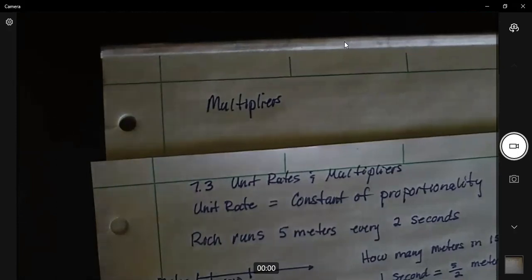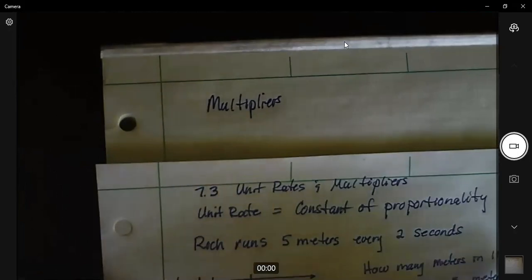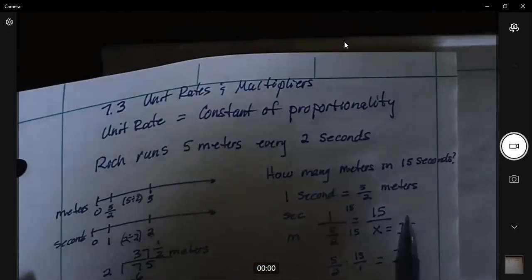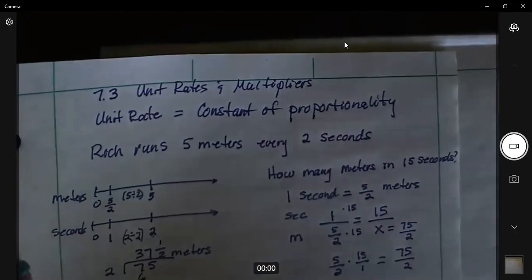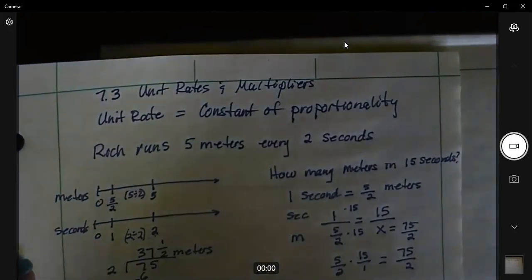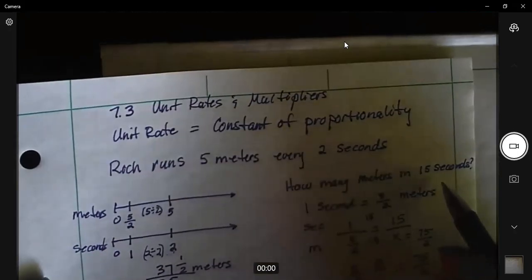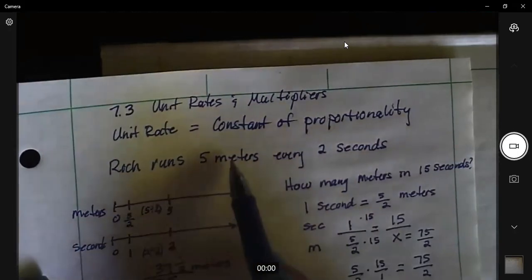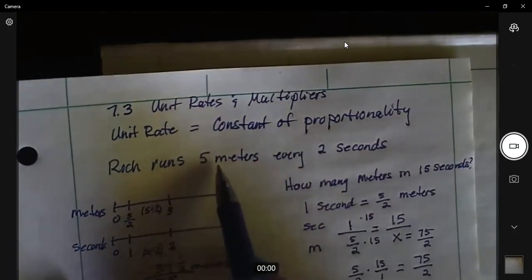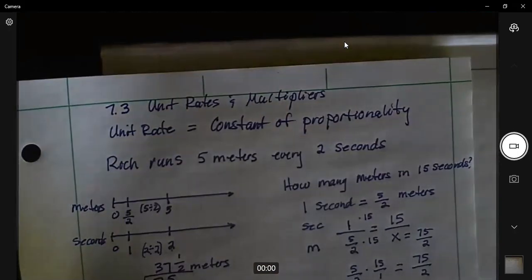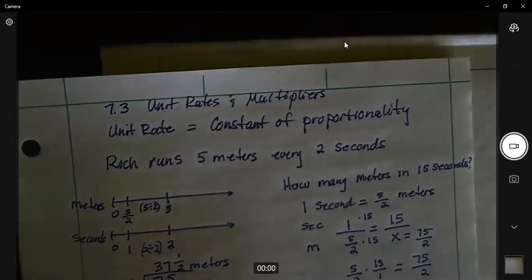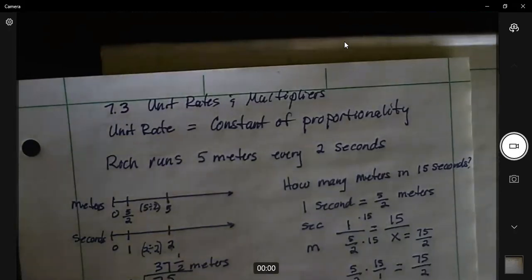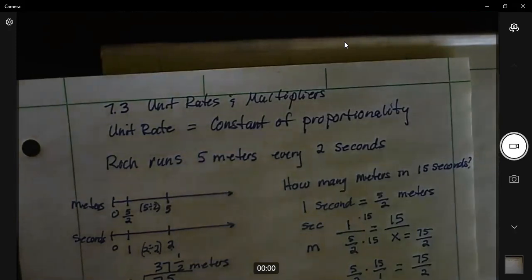So let's go and we're going to do the same problem again where we have 15 seconds, right? We want to know in 15 seconds and the same 5 meters to 2 seconds. So here's what you have to kind of recognize. So if I want to find seconds, all right, then what I'm going to do is I'm going to find my multiplier by taking 5 meters over 2 seconds. And that's going to tell me how many groups times your multiplier is going to give you your answer.